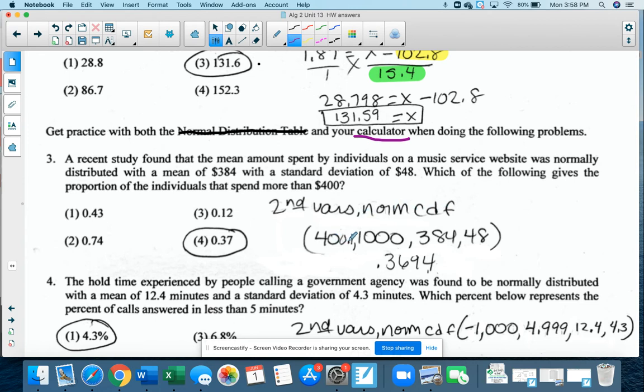This 400.1 is the lower, 1,000 is the upper, and my mean is 384, and my standard deviation is 48. So that all goes into your calculator. Depending on what calculator you're using, it depends on how you'll input this, but this is the lower number, the upper number, the mean, and the standard deviation. And I get 0.3694. So I rounded that off to 0.37.